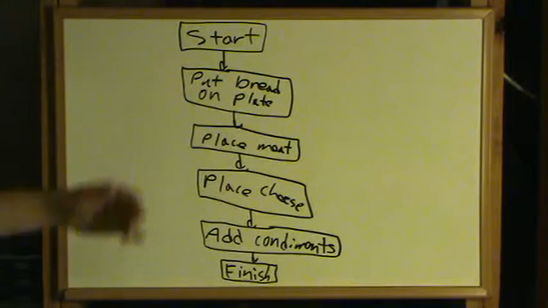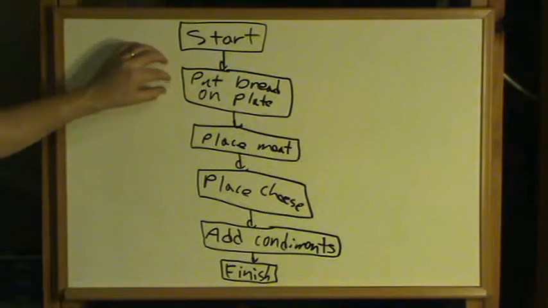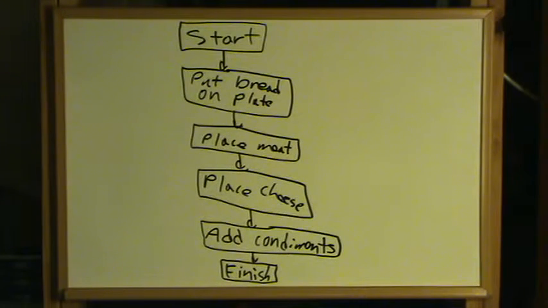We said here put bread on plate. We usually mean the actual slices, but what kind of bread? Wheat, rye, white, some crazy granola bread or something, or do you want to go for a roll? There are more details in here depending on how much flexibility you want to give the user. Place meat. Well, is it ham? Is it turkey? Is it pastrami? Is it a combination? Is it thin sliced, thick sliced, shaved? Do you want bacon with that? All kinds of options, right?